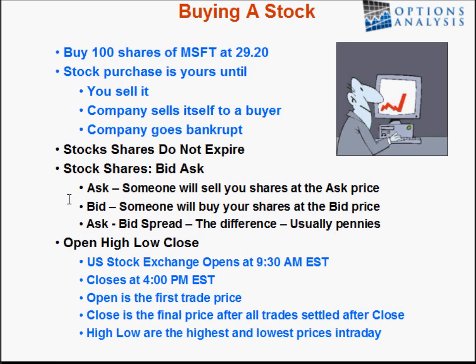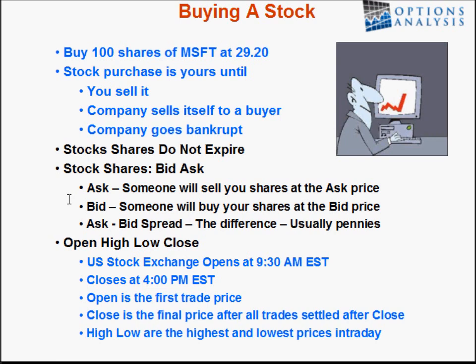First, let's review what it means to buy a stock. I'm going to use as an example buying 100 shares of Microsoft. On a particular day, you look at the Microsoft bid and ask, say it's 29.2, which was a number that occurred in the month of October.